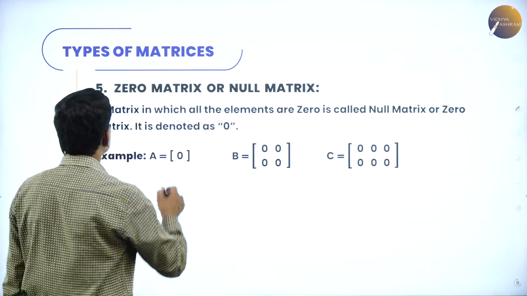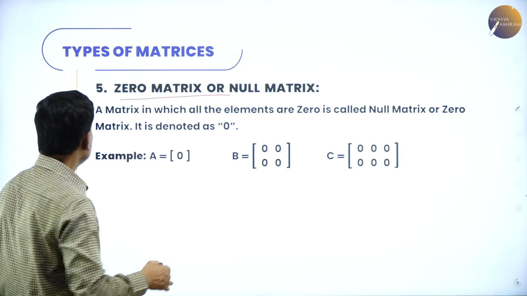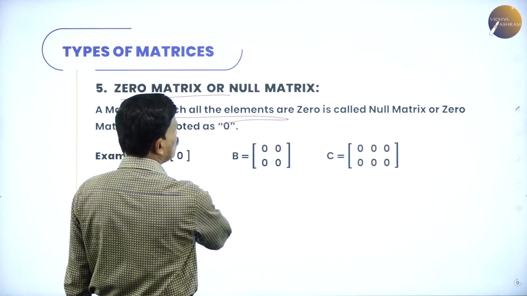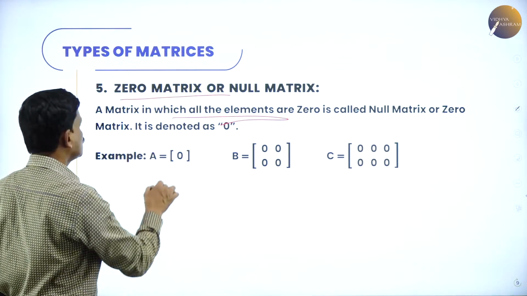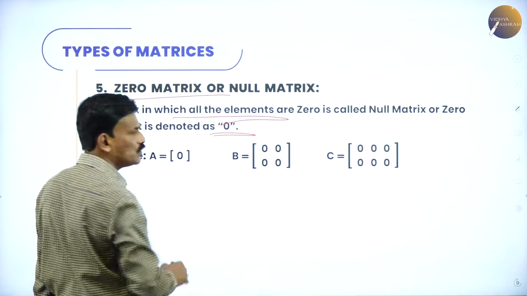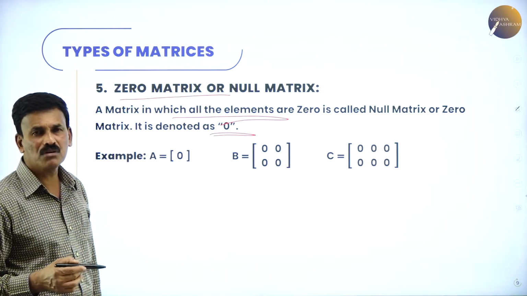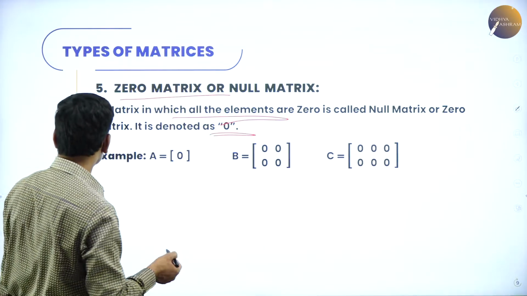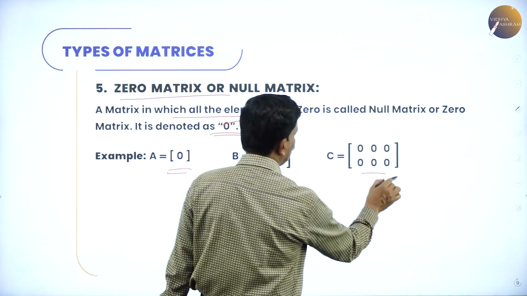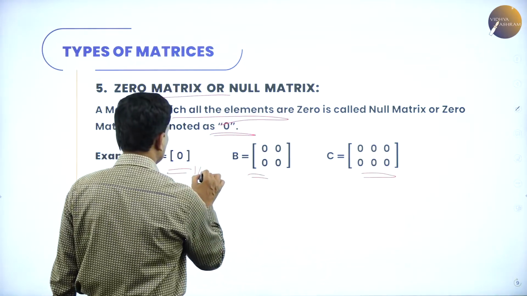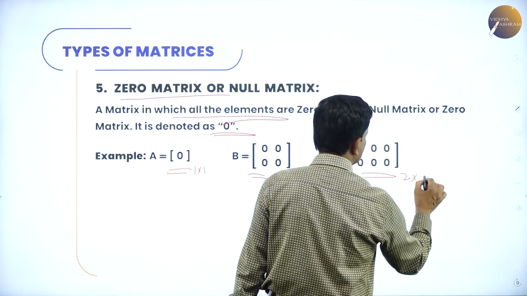Now, next, zero matrix or null matrix. A matrix in which all the elements are zeros is called a zero matrix or a null matrix, and it is denoted as 0. So, these are all examples for null matrices of order 1 into 1, 2 into 2, and 2 rows and 3 column.